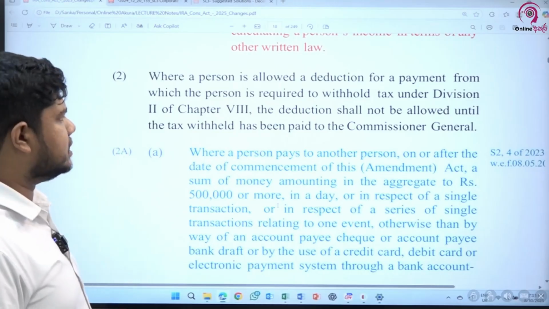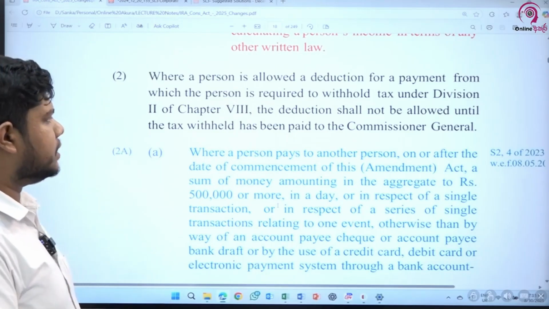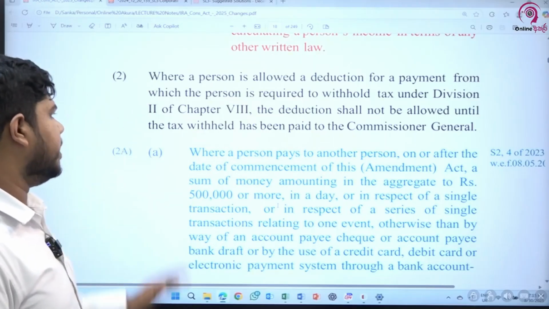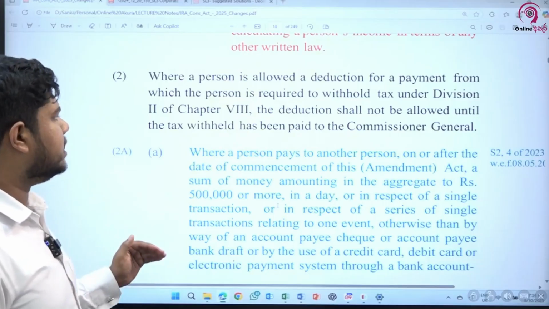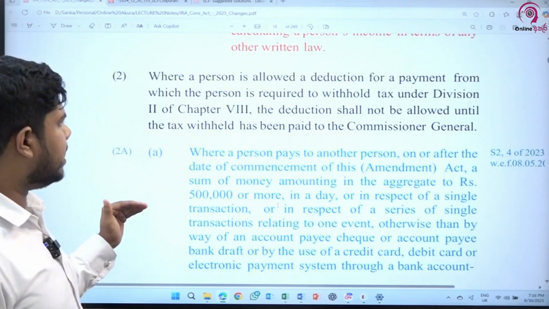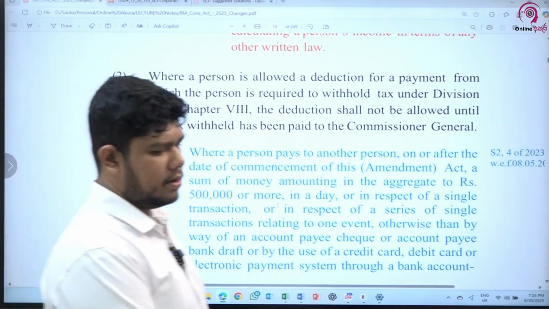Where a person is allowed a deduction for a payment from which the person is required to withhold tax under division 2 of Chapter 8, the deduction shall not be allowed until the tax withheld has been paid to the Commissioner General.